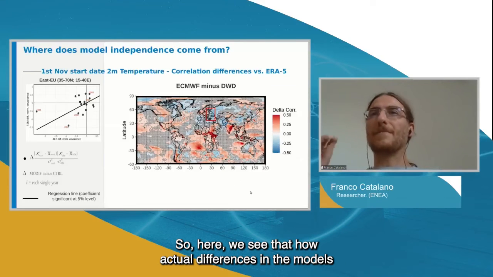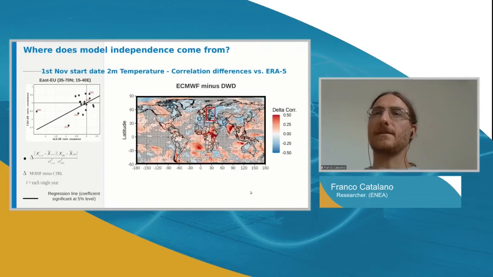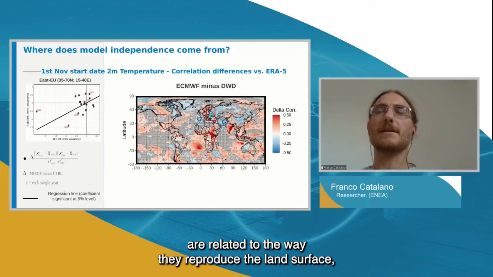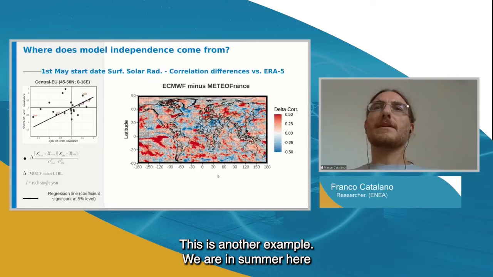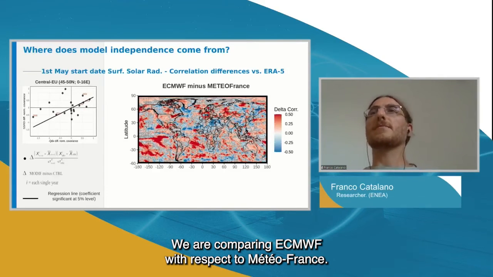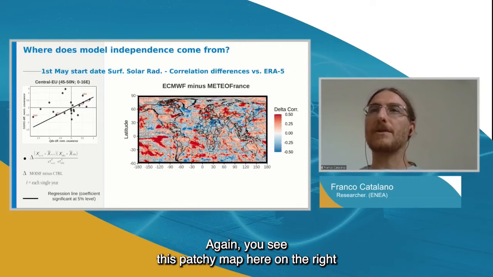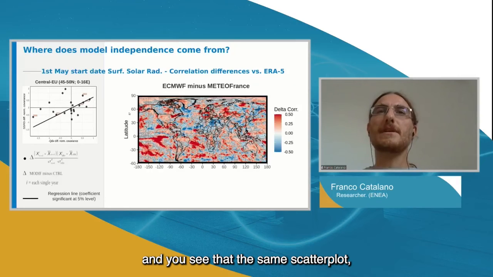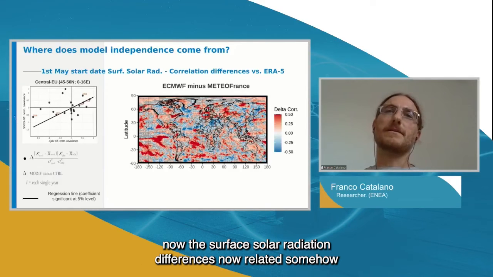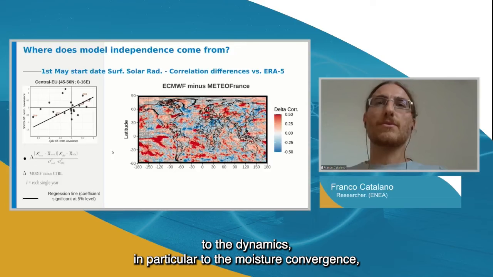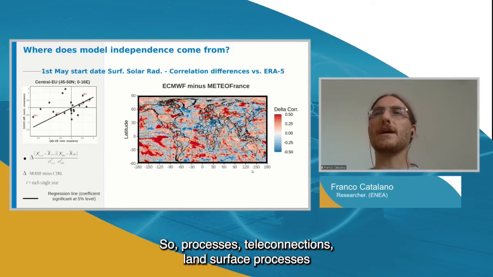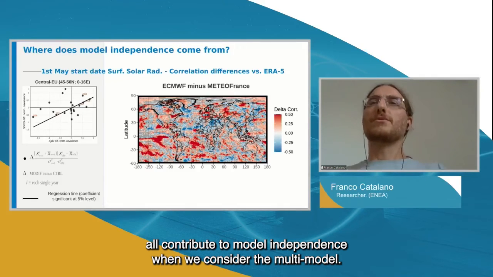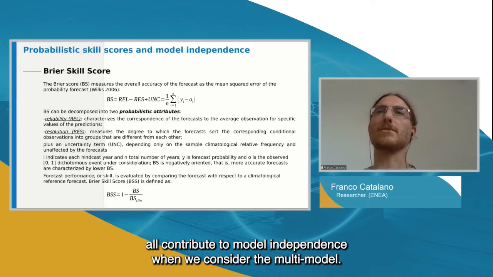So here we see how differences in the models are related to the way they reproduce the land surface processes. This is another example. We are in summer here, and this is surface solar radiation. We are comparing ECMWF with respect to Meteo France. Again, you see this patchy map here on the right. And you see that in the same scatter plot, the surface solar radiation difference is now related somehow to the dynamics, in particular to the moisture convergence, which is reproduced differently by the two models. So processes, teleconnections, land surface processes, all contribute to model independence when we consider the multimodel.